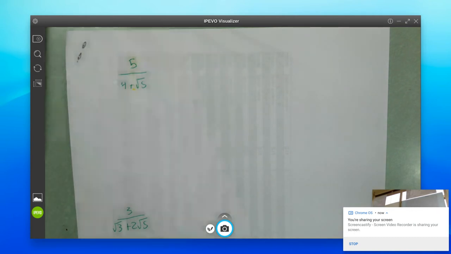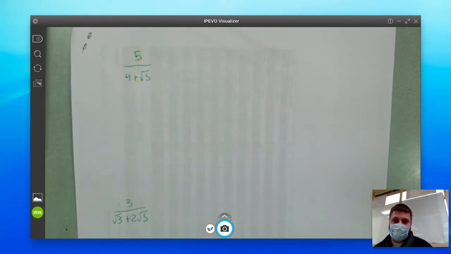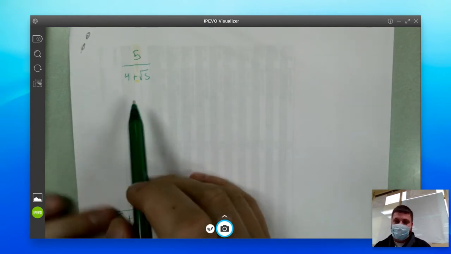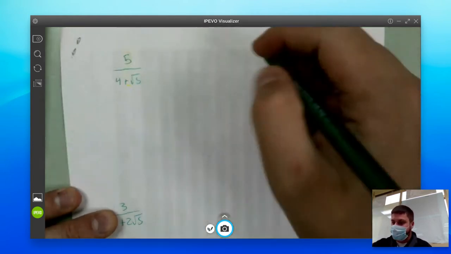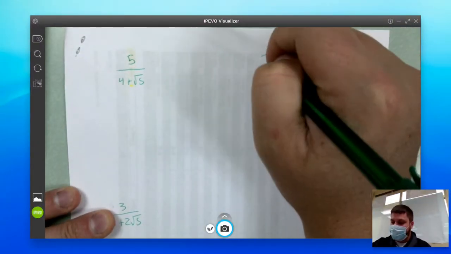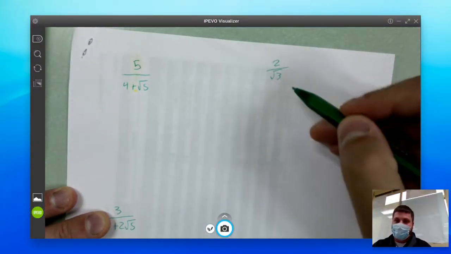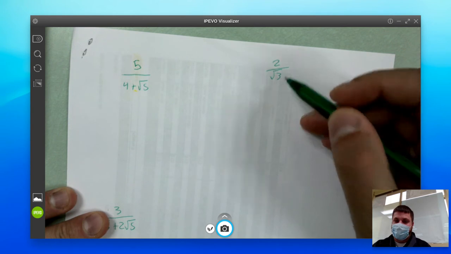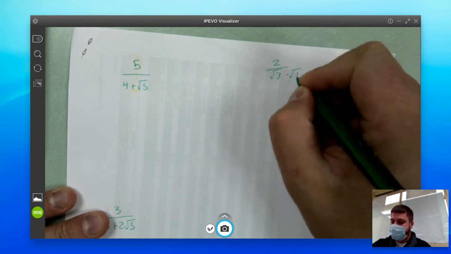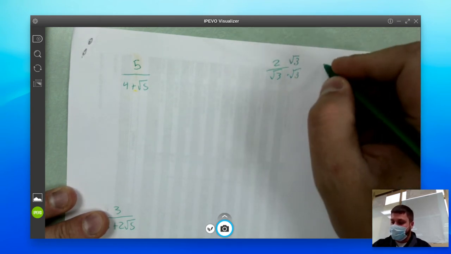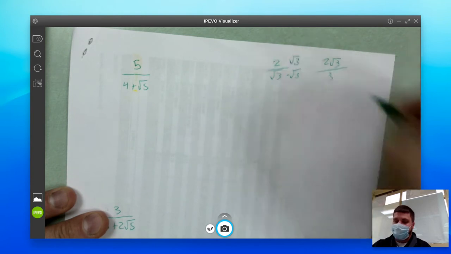Okay, this is rationalizing a denominator when your denominator is a binomial. So this is different than yesterday because yesterday we just had something like, let's say, 2 over radical 3, where when you see a regular square root on the bottom, you just multiply top and bottom by the root that you see. So that would be 2 radical 3 over 3.